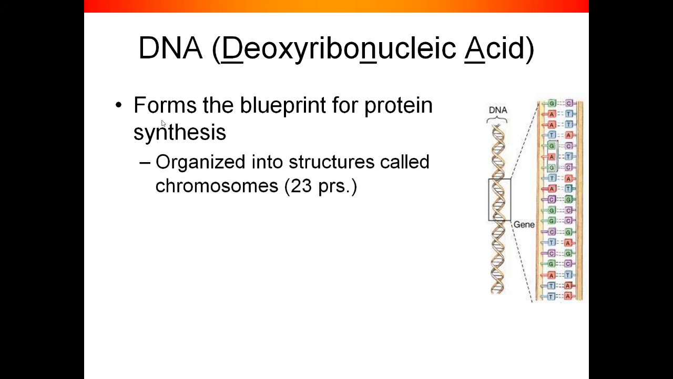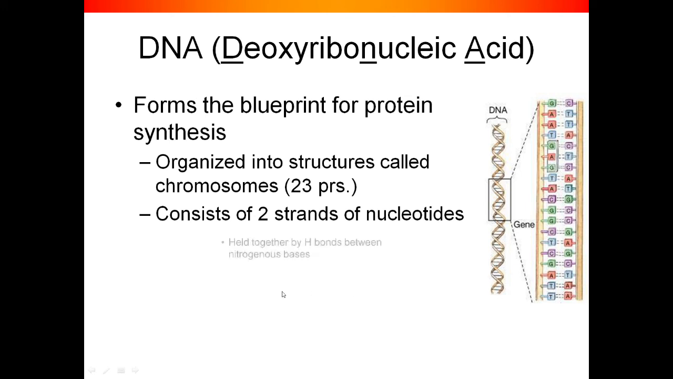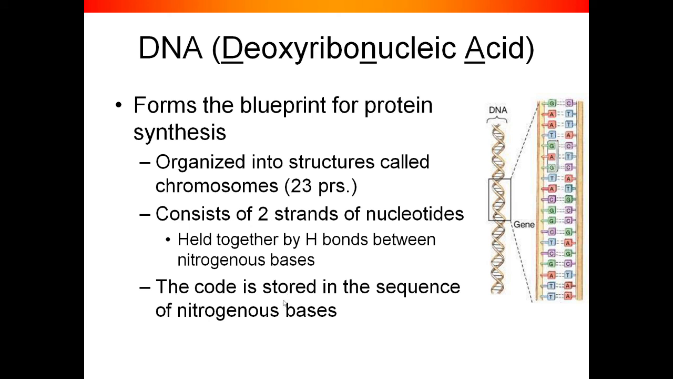Now, the DNA is organized into structures called chromosomes, and we've got 23 pairs of chromosomes, 23 from the mother and 23 from the father. And DNA consists of two strands of nucleotides. So DNA is a double-stranded nucleic acid, one on each side here. These two strands are bound in the middle by hydrogen bonds. Now, like I mentioned before, the code is stored in the DNA, and it's stored actually in the sequence of nitrogenous bases, and we're going to see the importance of this in a minute.